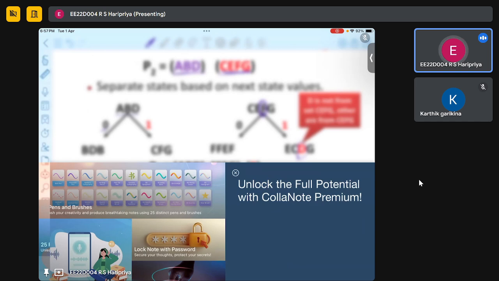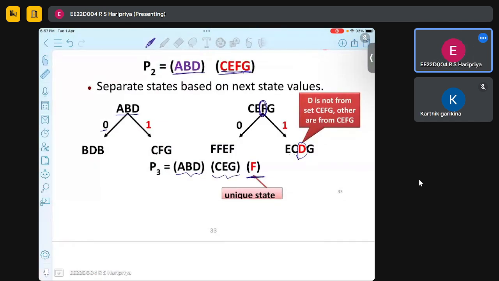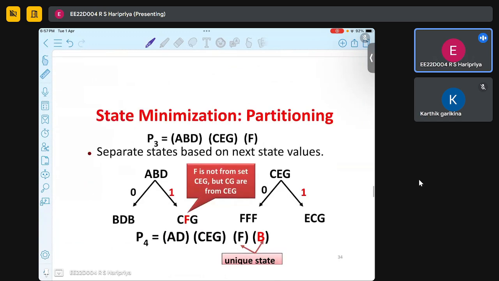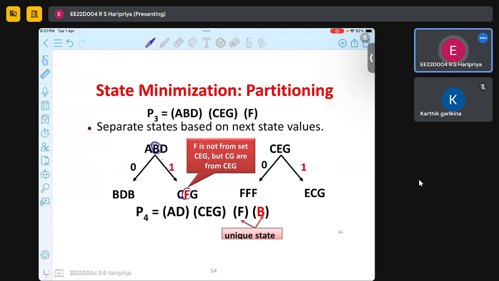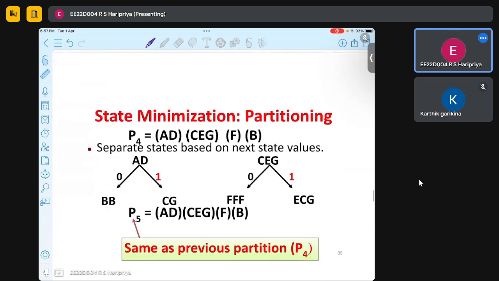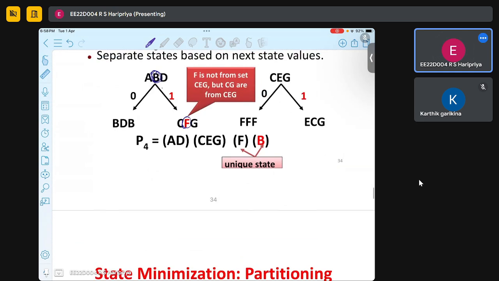Again, we will check for this and for this. For ABD, 0 and 1 state, and again CEG, 0 and 1. For 1, again we have an F. F is not from this set. That means we got F because of this B. B is a separate unique state, and F is a separate set. Same, E, C, G are also from the same set. So it is fine. Now this we have checked, this and this. Only this is remaining, so this we have to check.